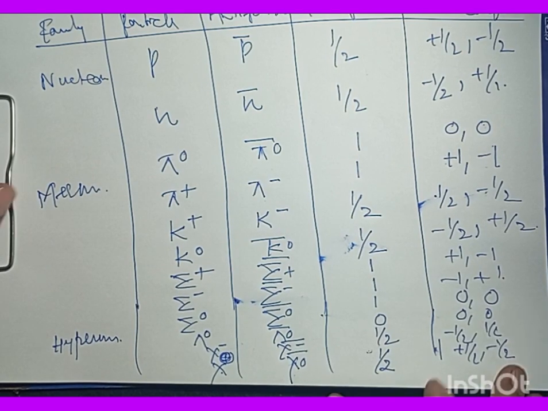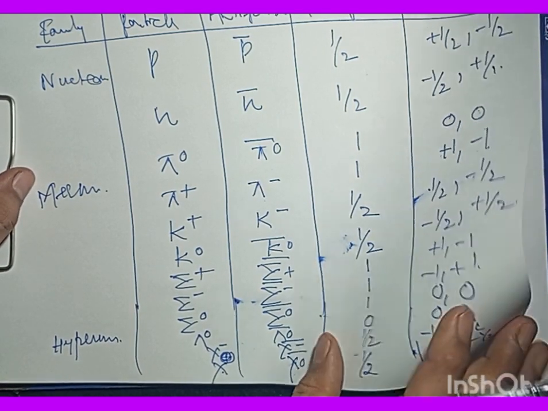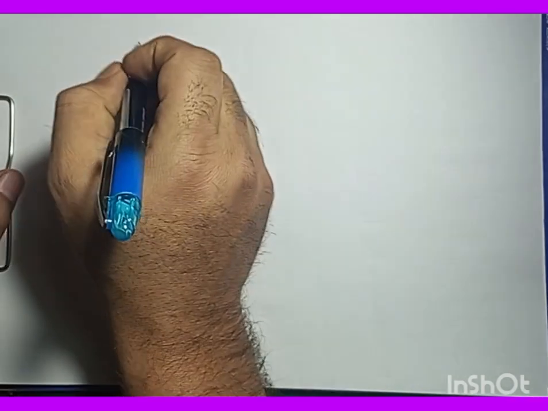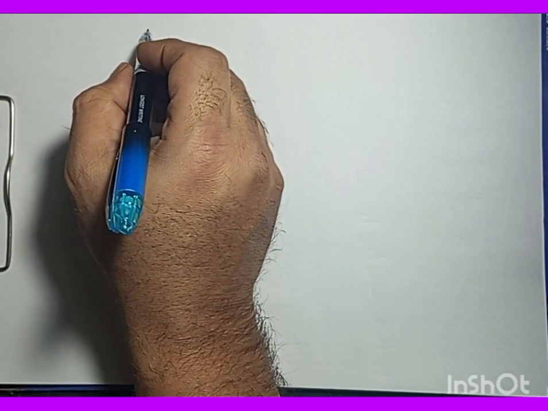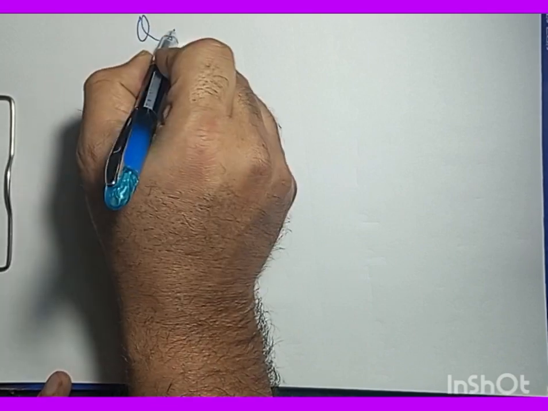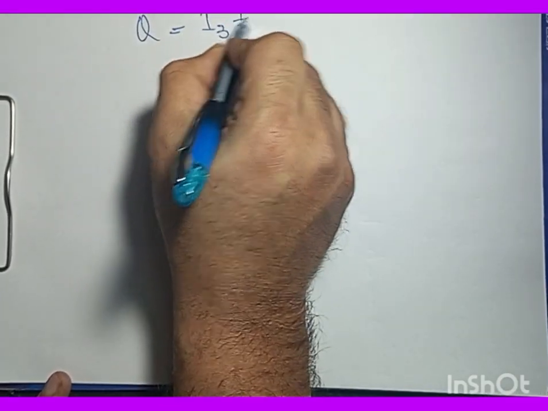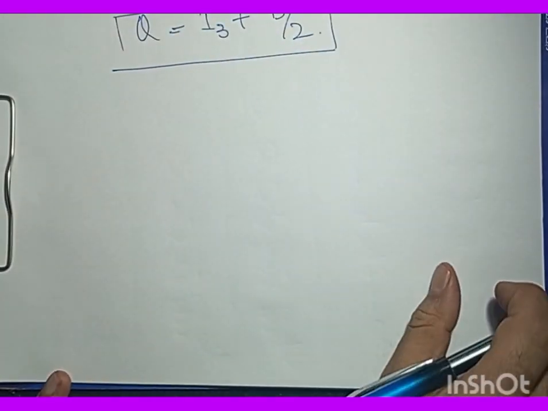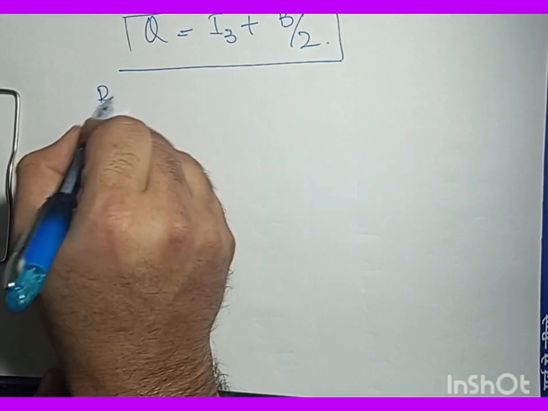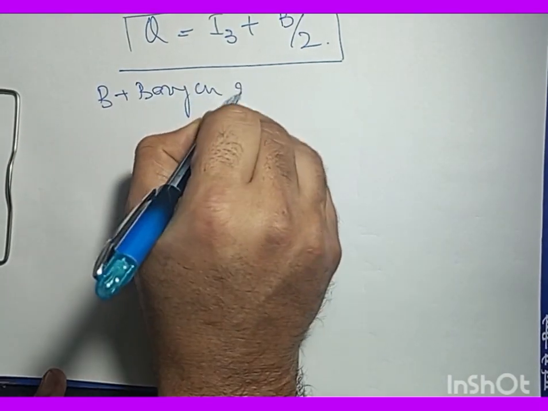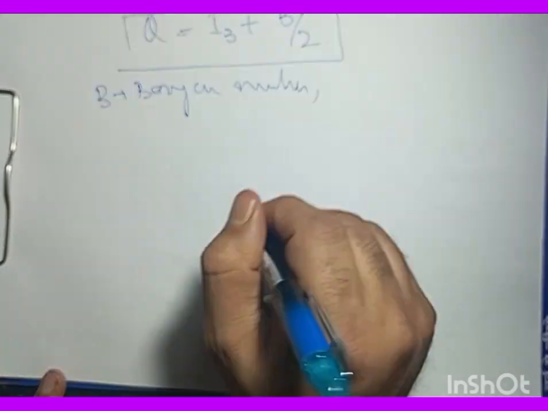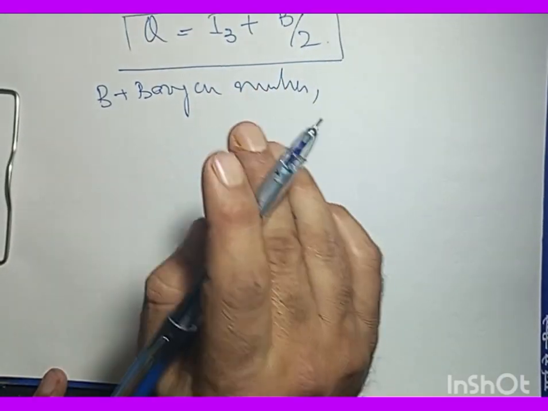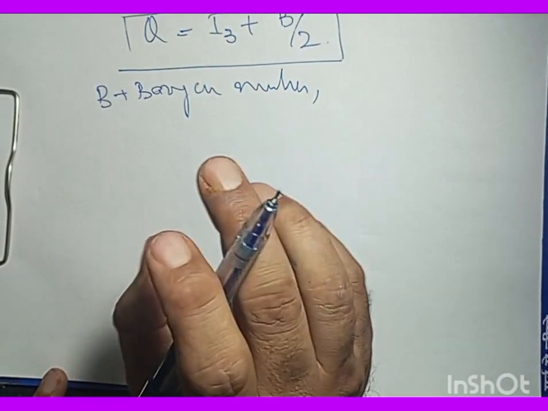Now, we have a relation here between electric charge, the third component of isospin I3, and the baryon number. So what's that relation? It is that charge is I3, the third component, plus the baryon number by 2, where B is the baryon number, and Q is the charge, and I3 is the third component. Now this relation is used to find the charge on each member of an isospin multiplet.